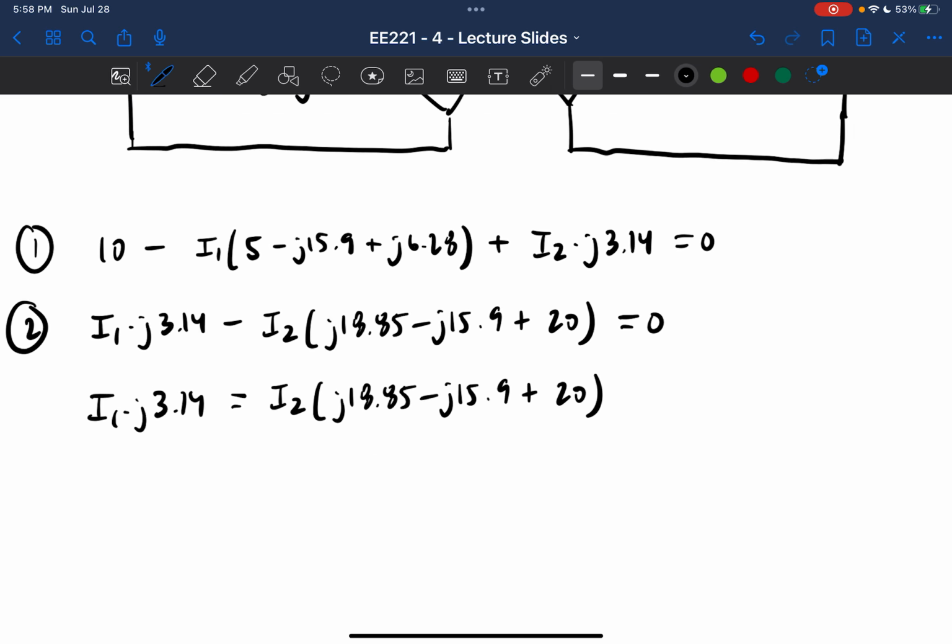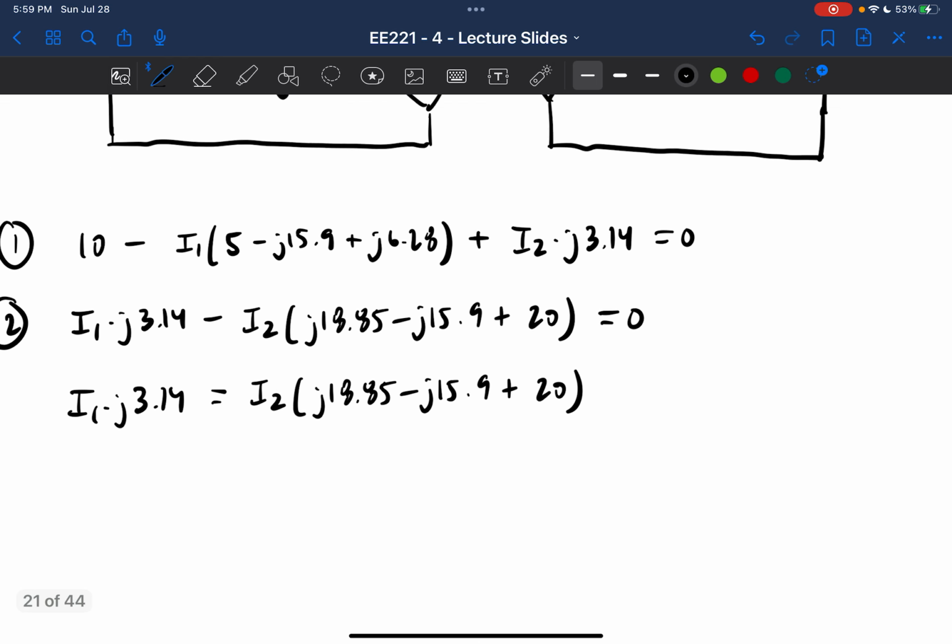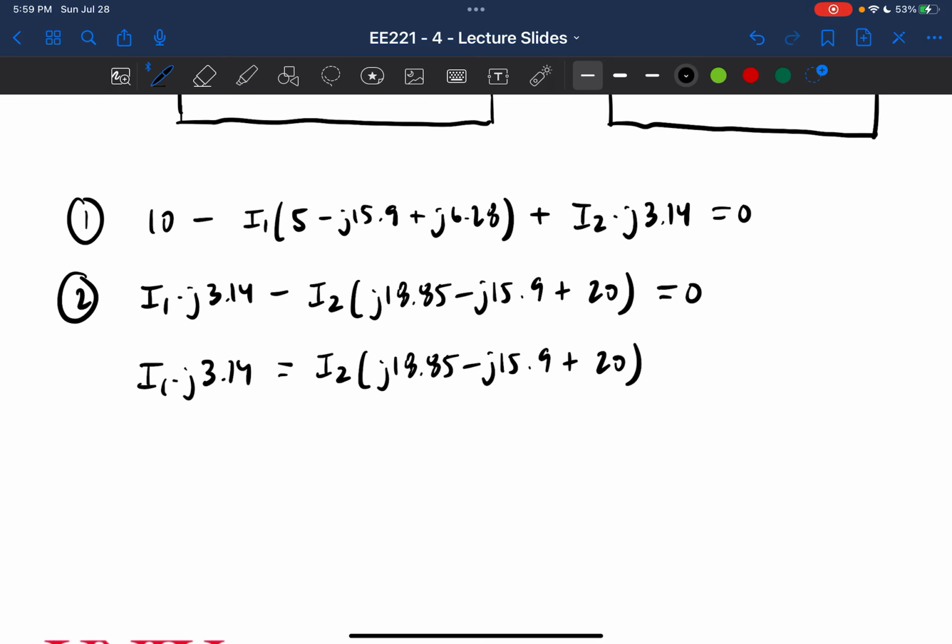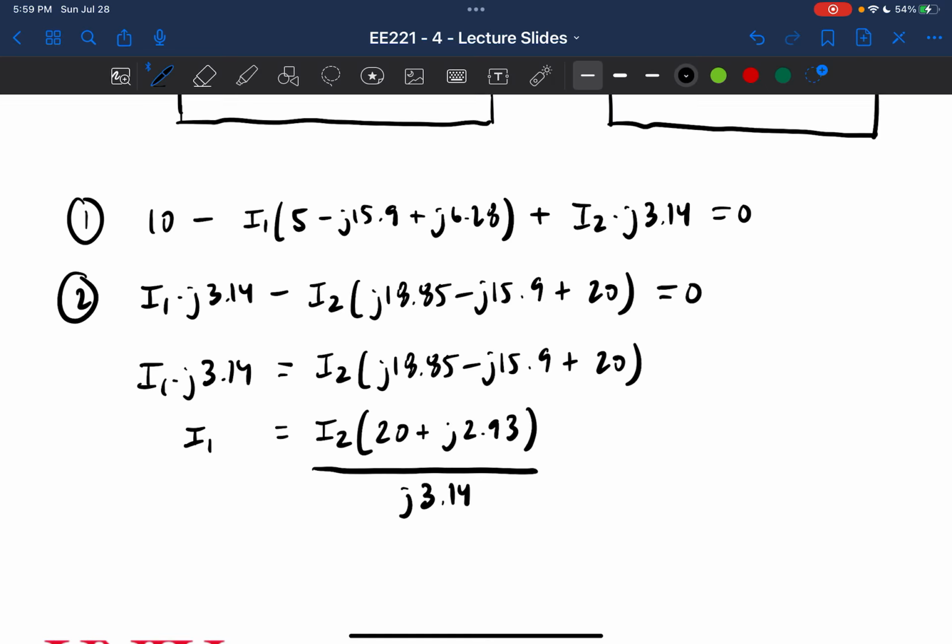So what we should probably do is get this into a better form here. Let's just do some math. j18.85 minus 15.9, I get 2.93. So it's going to be 20 plus j2.93, and then that whole thing is going to get divided by j3.14. And that's going to give us our value for I1.